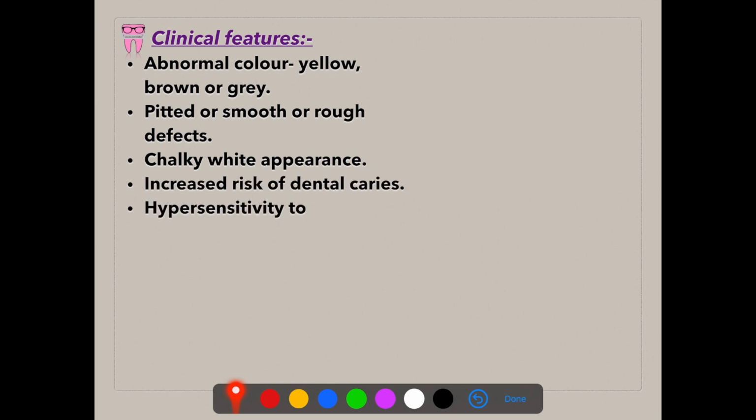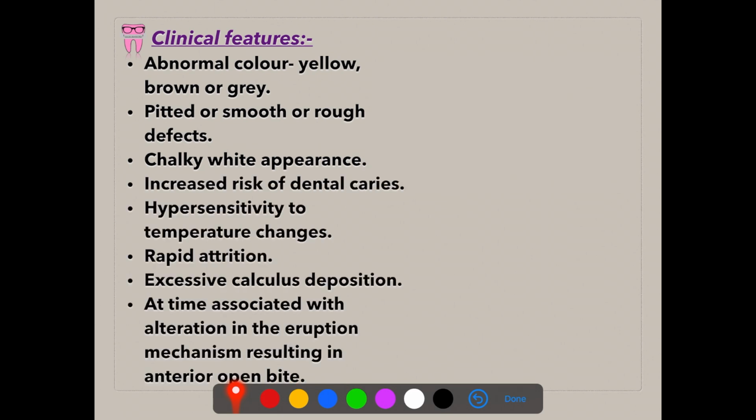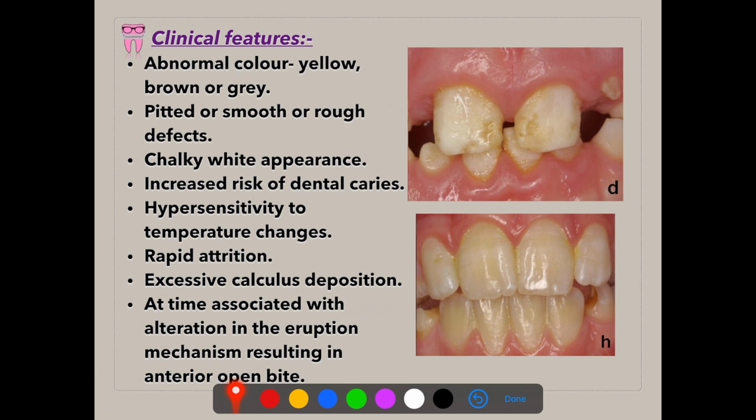Now, coming to the clinical features of amelogenesis imperfecta. You can see abnormal color: yellow, brown, or gray, because it's obvious that the enamel is defective. The grayish white appearance of the teeth is because of the enamel. And if the enamel is faulty, of course, the color of the teeth would be altered from yellow, brown. As you can see over here, the color is altered.